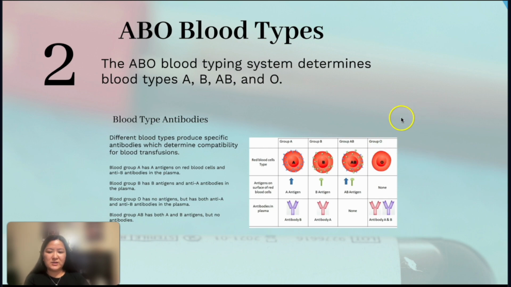Okay, let's check the blood cross matching, and after that we will see the rhesus factor that will help you to understand positive and negative blood group.